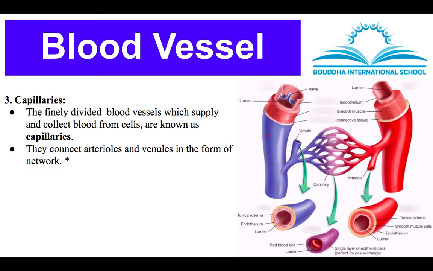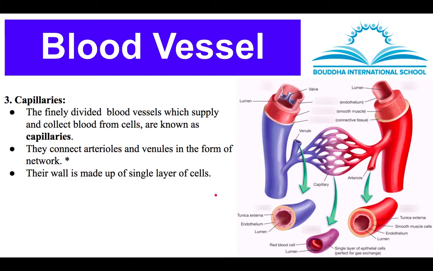And you can see they connect to the arteriole. See, it divides and forms the capillaries, and finally again it will collect together and form the venule. So that's why this capillary is connecting arteriole with the venule, and this is made of a single layer of cells. The wall is made of a single layer of cells. That's why it is highly porous.